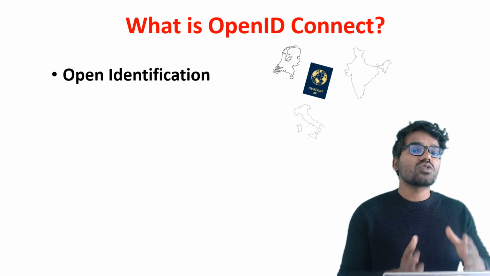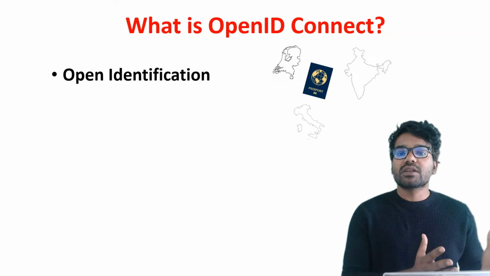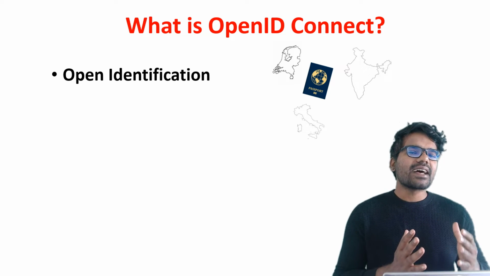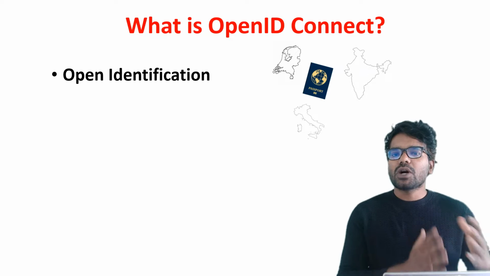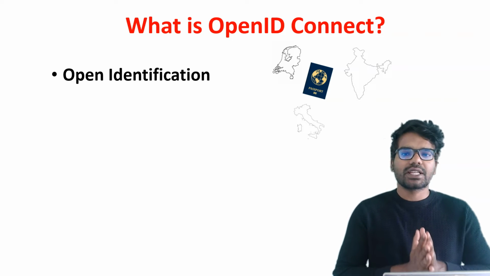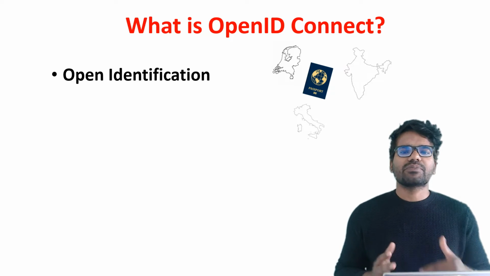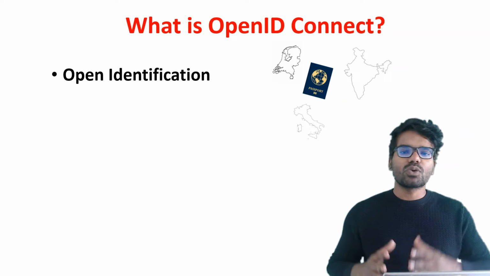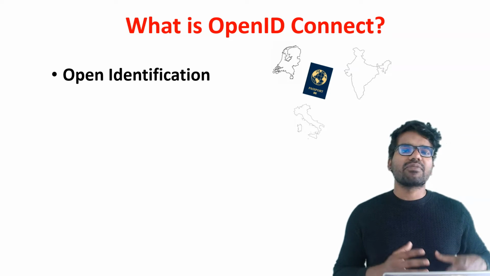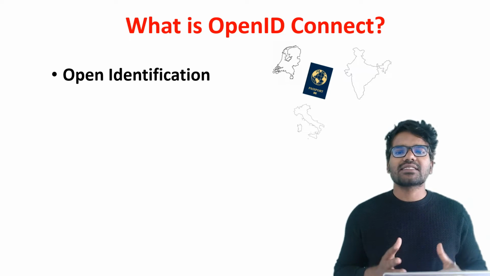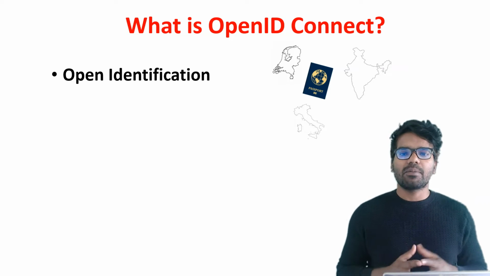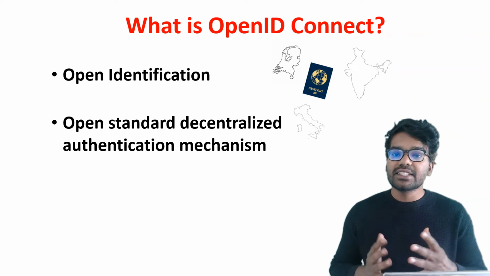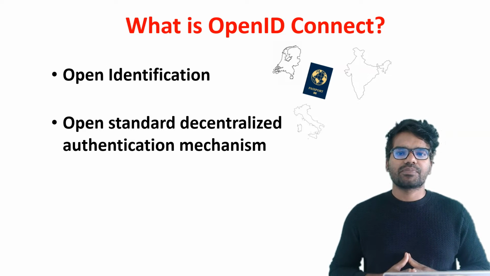So first, what is OpenID Connect? From the name itself, we can say that it is like an open identification. A simple example can be a passport. With a passport, you get your own identification, and with that identification, you can visit different countries, right? Similarly, with OpenID Connect, you get your own identification, and with that identification, you can access different resources or different applications. Next, it follows an open standard decentralized authentication mechanism.